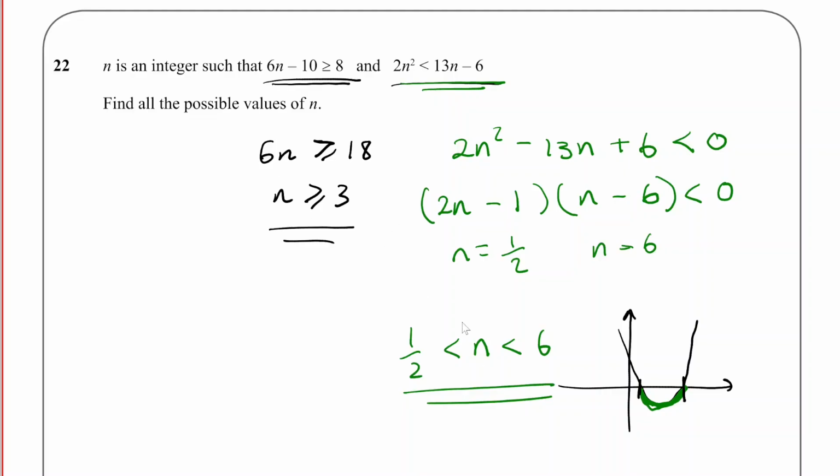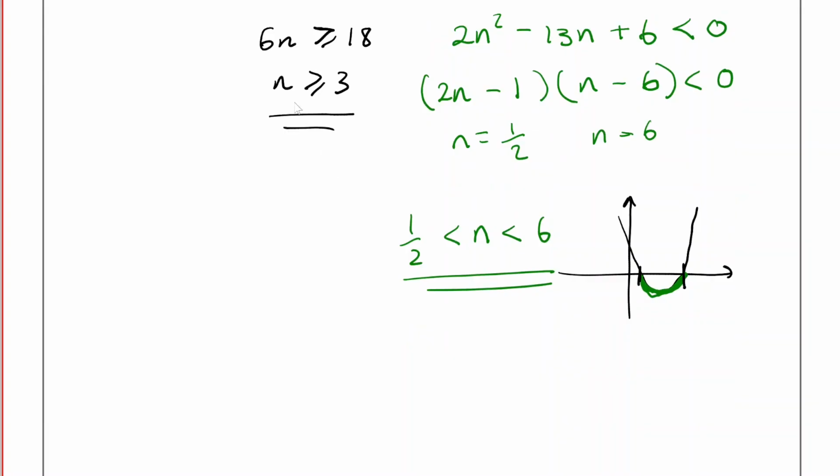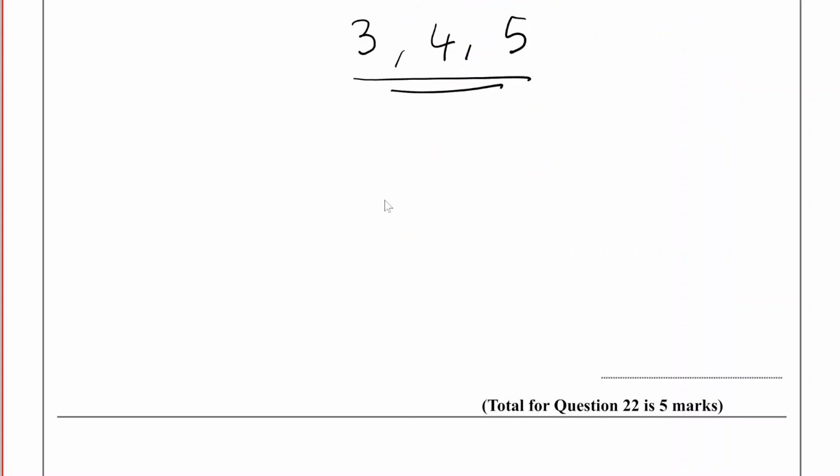So they've both got to be true. What can n be? It's got to be bigger than or equal to 3, and it's got to be in between a half and 6. So 3, 4, and 5 are the possible values that work. It can't be 6, and it can't be anything bigger than 6, but it's got to be bigger than or equal to 3, so 3, 4, and 5.